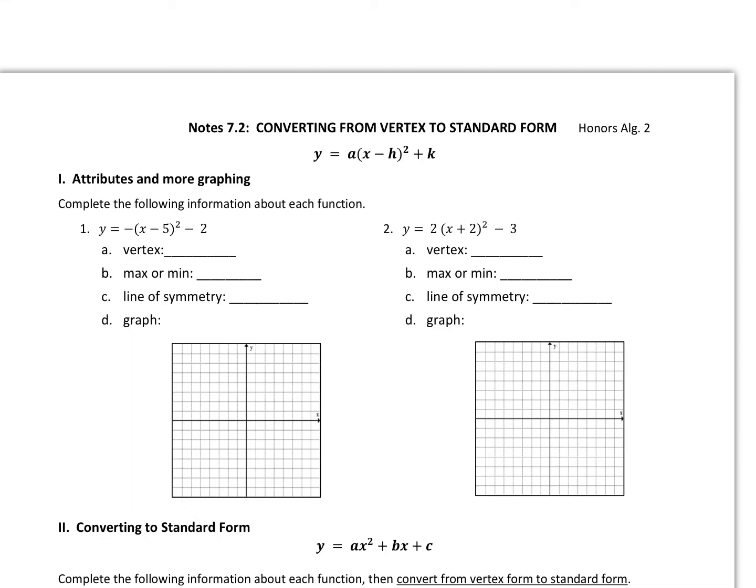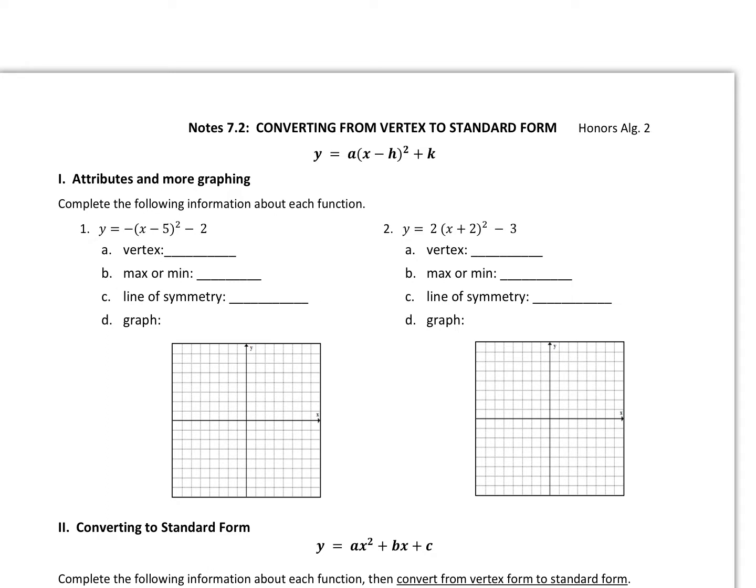All right, on today's assignment, we're going to be converting from vertex form of a parabola to standard form. So let's remind ourselves of the equation. Remember, it's a, that's a vertical stretch or shrink, (x minus h) squared plus k. Well, h and k are my vertex. K will tell us if it's moving up or down. H tells us if it's moving left or right.